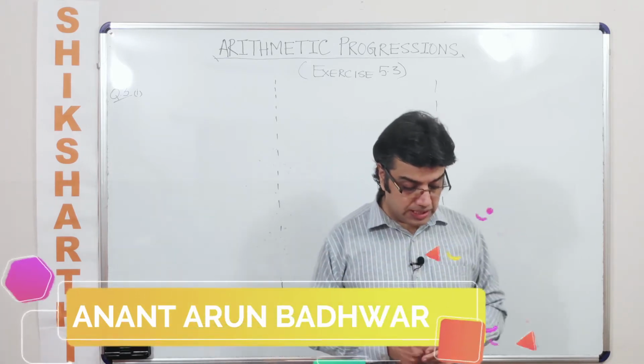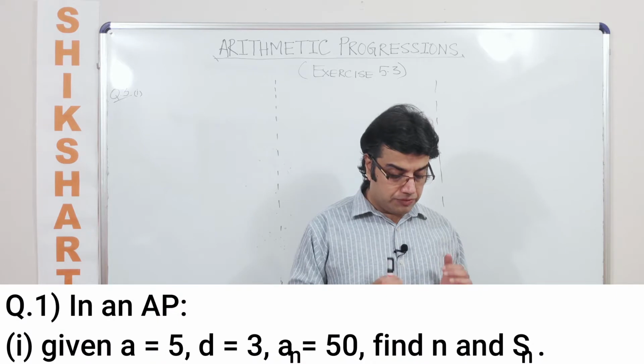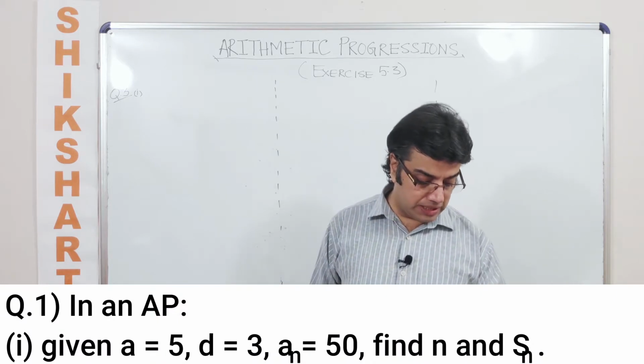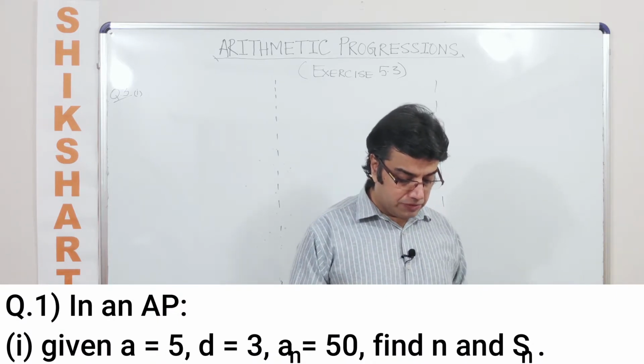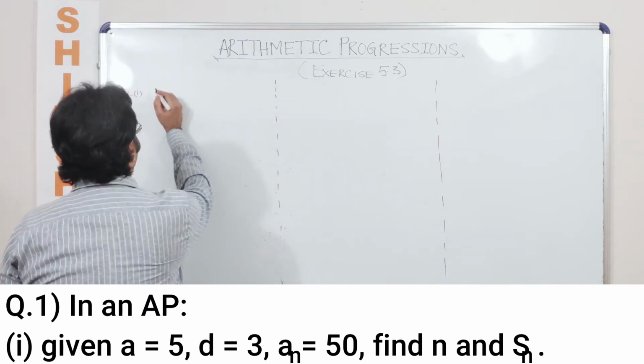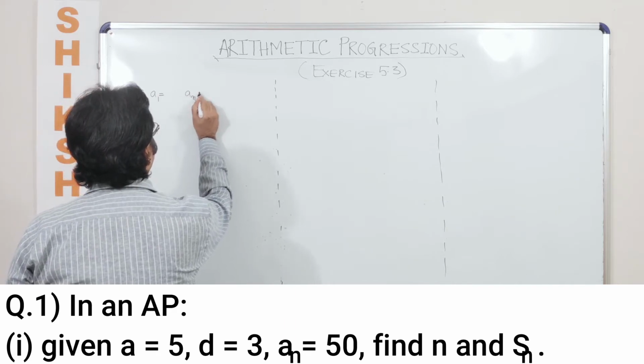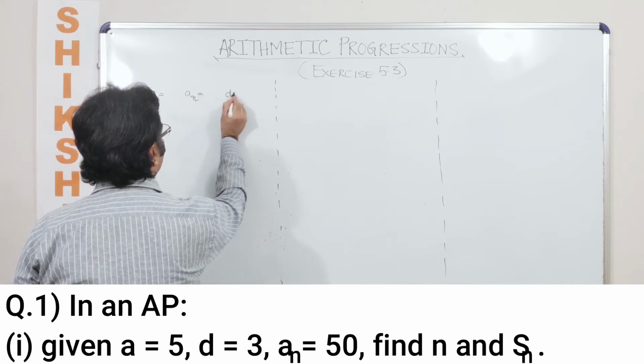So question number 3 is divided into 10 subparts. Starting off with the first subpart, in which they have given you the first term, the common difference, and the nth term. So they have given you the first term, they have given you the nth term, and at the same time they have given you the common difference.